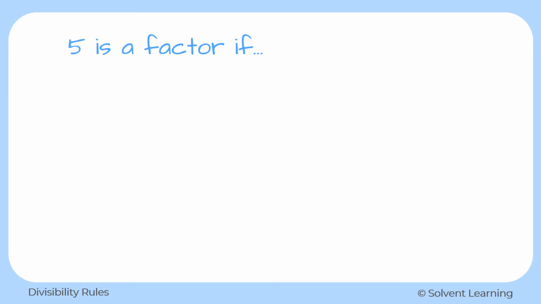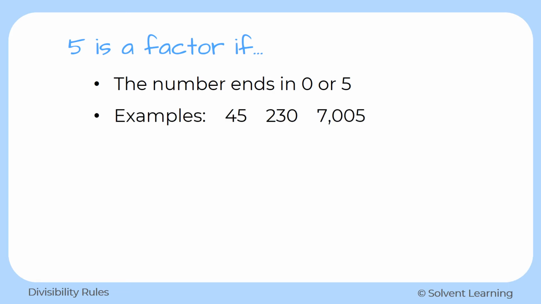5 is a factor if the number ends in 0 or 5. For example, 45, 230, 7,005. As long as the last digit is a 0 or a 5, then 5 is a factor.